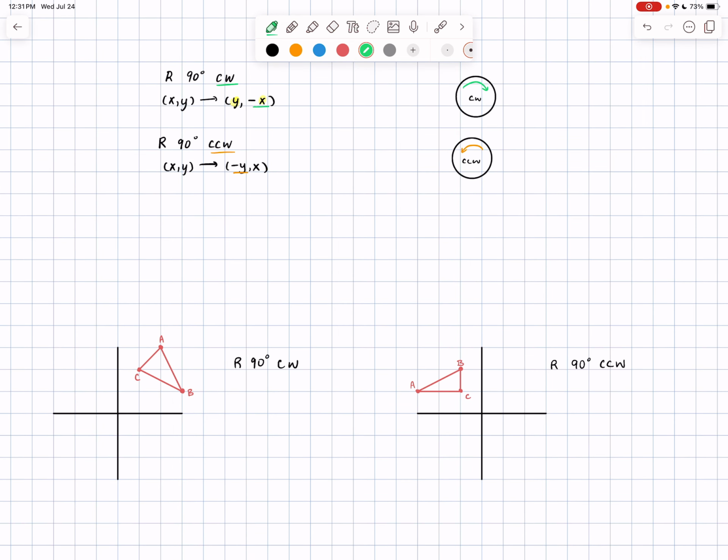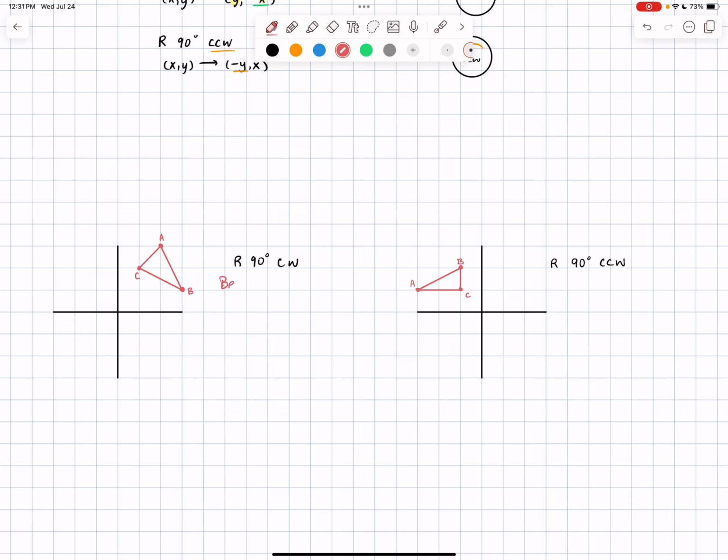So in this example here, we have a triangle ABC, and they're asking us to rotate 90 degrees clockwise. So I like to create a before and after table. Before, we have points A, B, and C. Point A is 2, comma, 3. B is 3, comma, 1. And then C is 1, comma, 2.